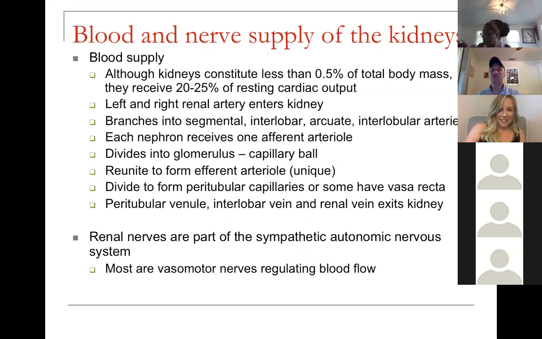Okay, so what's going to happen is this. We have to send blood to each one of those nephrons. Each one of those nephrons is inside the cortex, which means, although the kidneys constitute less than 0.5% of your total mass, they receive between 20 and 25% of your resting cardiac output. This value drops as you increase your physical activity. Sympathetic responses actually decrease this value because the blood is needed someplace else at that point in time. And that's why it's considered resting cardiac output.